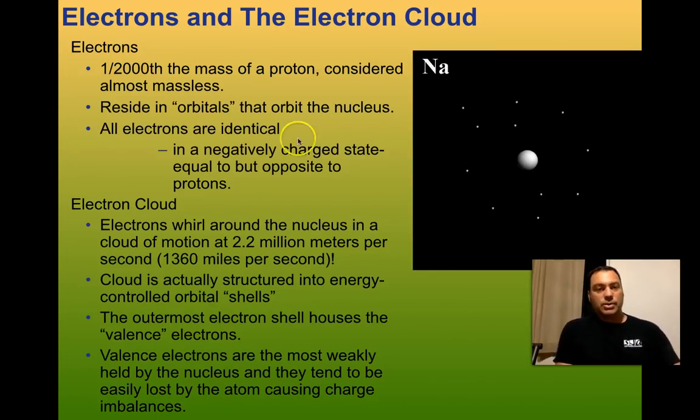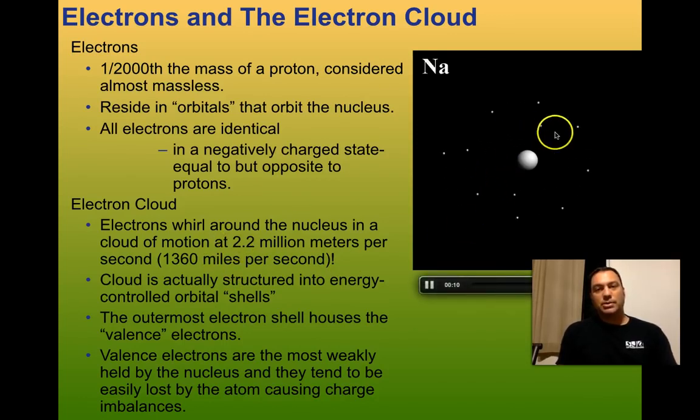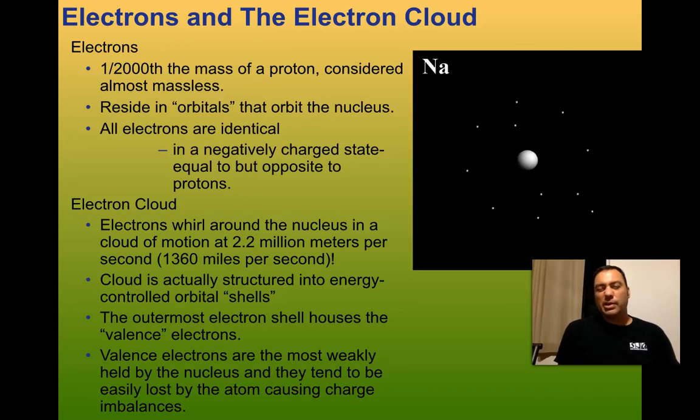Now, electrons whirl around the nucleus in a cloud of motion at 2.2 million meters per second, which is 1,360 miles per second. I should clarify and say it's the electrons closest to the nucleus that are going that fast. The ones on the outside go a little bit slower. This is about 1/130th the speed of light. It's still very, very fast, but it's not anywhere close to light speed or anything like that.